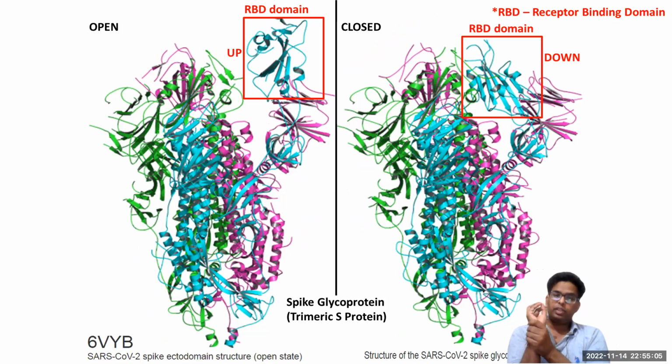If one RBD is up, or two RBDs up, or three RBDs up, in every case, if any RBD is up, the spike glycoprotein itself is called open state. And if all three RBDs are down, this state is called closed state. Open state and closed state are spike glycoprotein states, and up orientation and down orientation are RBD states.